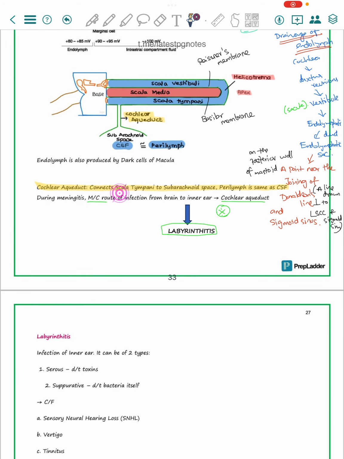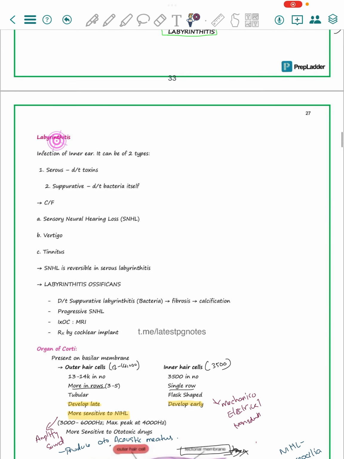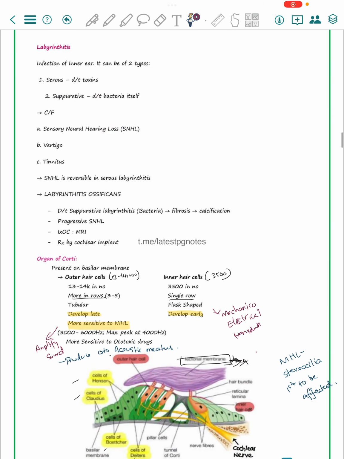This cochlear aqueduct has an important clinical role because if there is any infection of the subarachnoid space, like meningitis, it will be the most common route of infection from the meninges to the inner ear. So it will cause labyrinthitis. Labyrinthitis is the inflammation of the inner ear. It may be serous or suppurative. Clinical features will be vertigo, tinnitus, and sensorineural hearing loss, as there is the auditory part.